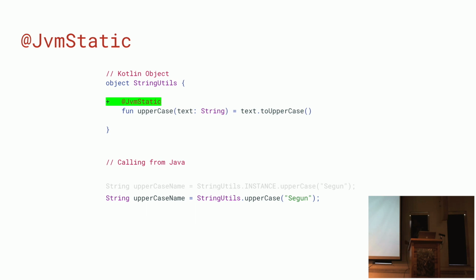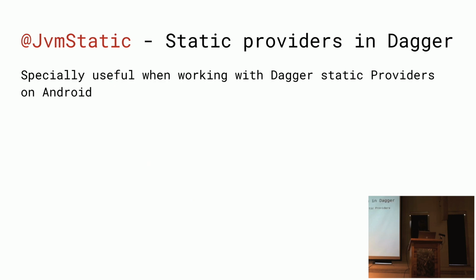So if you ever have to do initializers for your SDK.init, you should consider using the JVM static annotation, just so that the people implementing your APIs in Java are happy with you because they know where you live.